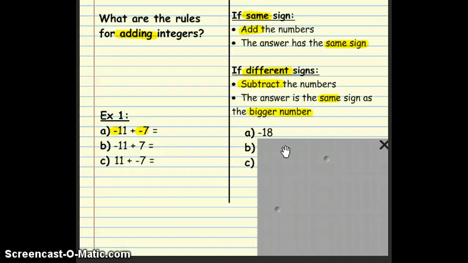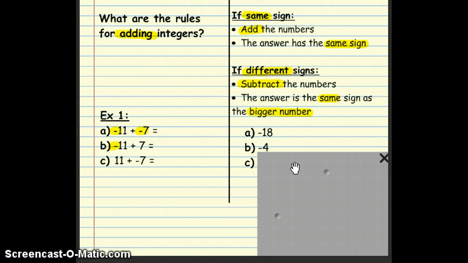Alright, problem B, negative 11 plus 7. These two integers have different signs. Therefore, we're going to subtract the numbers. So, 11 minus 7 is 4. And then the answer is going to have the same sign as the bigger number. Well, the bigger number is 11, so the sign is going to be negative. So our answer will be negative 4.